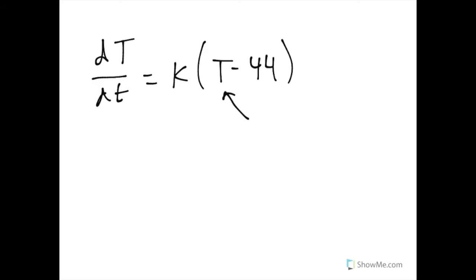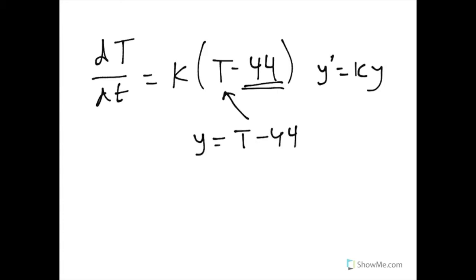Okay, and what we're going to do here, because of this 44, it actually looks a little different than in the last example. This almost looks like y prime equals k times y, but not quite because of that minus 44. So we're going to use a substitution of variables. Let's use y equals T minus 44. If y equals T minus 44, take a look at y prime. Y prime should just be equal to T prime, because the derivative of a constant, minus 44, is just 0. So go ahead and replace the T minus 44 with a y, and replace the T prime with a y prime.